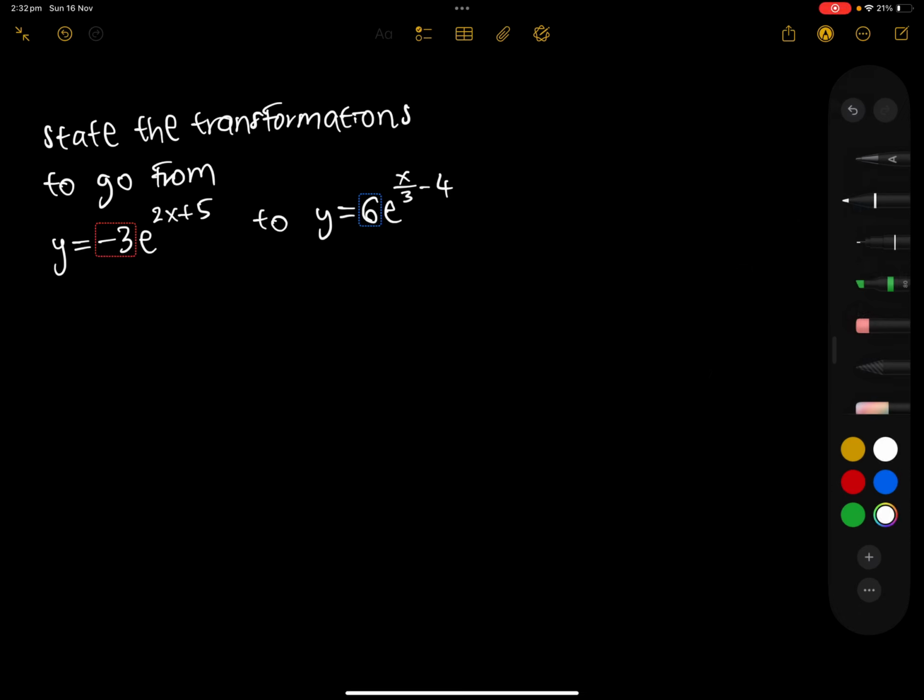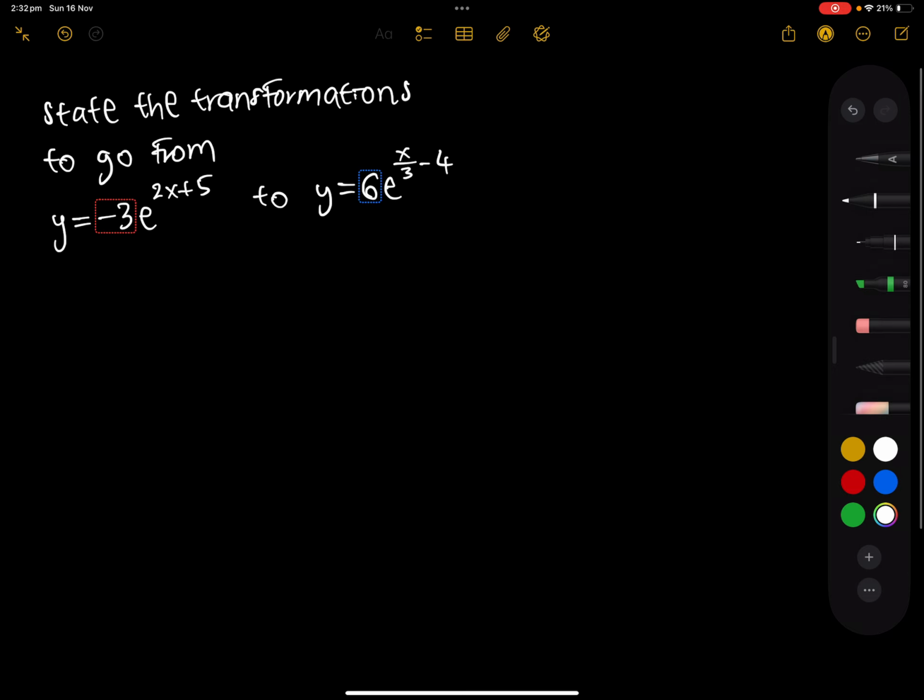This is a question that comes up a lot in VCE math methods, whether it is in exam 1 or exam 2. And today I'm going to show you two ways to approach this problem.